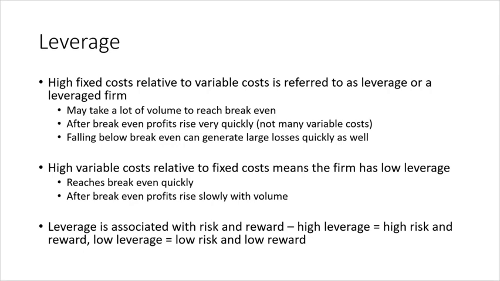Think of it as sitting on a seesaw at the park. Leverage is at the very end. You go way high and way low. Sit close to the middle and you don't go up and down as much. That's low leverage, or high variable costs relative to fixed costs. You reach break-even quickly, but after break-even you don't have as much profit. So you don't have as much upside, and you don't have as much downside. High leverage equals high risk and reward. Low leverage equals low risk and low reward. Risk and reward tend to go together.